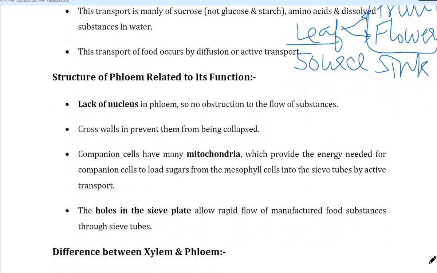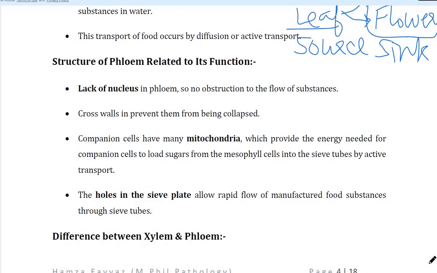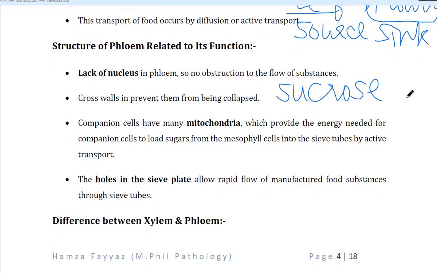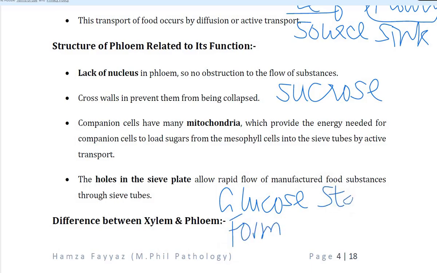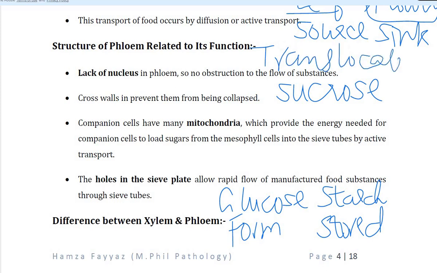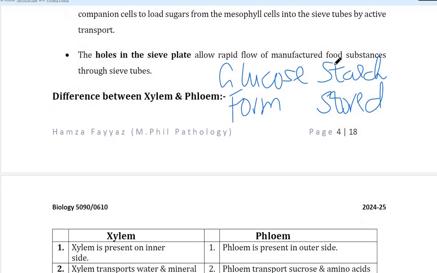Okay, always we have to keep it in mind that this translocation of glucose occurs in the form of sucrose. Like when photosynthesis happens, the sugar formed is glucose. This is sugar formed. The sugar stored is starch, and sugar translocated is sucrose. Okay, so these terminologies we have to keep in mind.